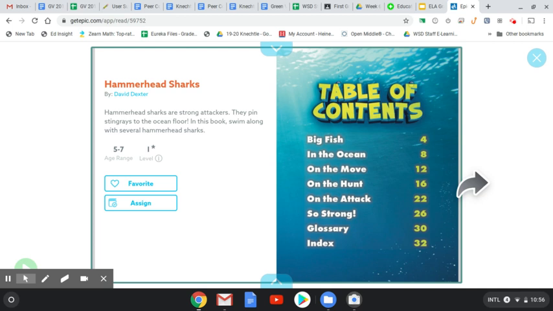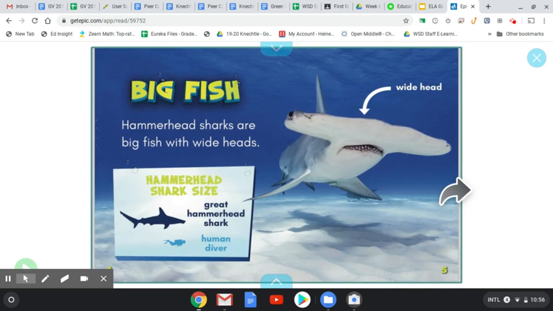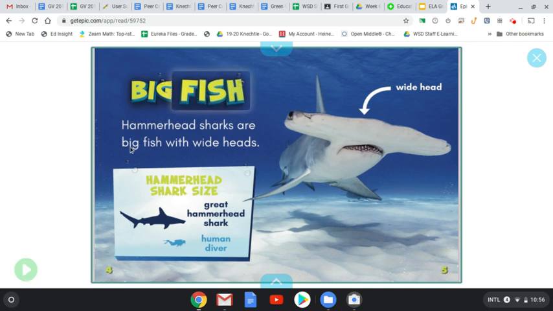And if I turn to page 4, there we go. It says big fish. And you can see, I'll move my little thingy here. It says page 4. So, big fish. Hammerhead sharks are big fish with wide heads.